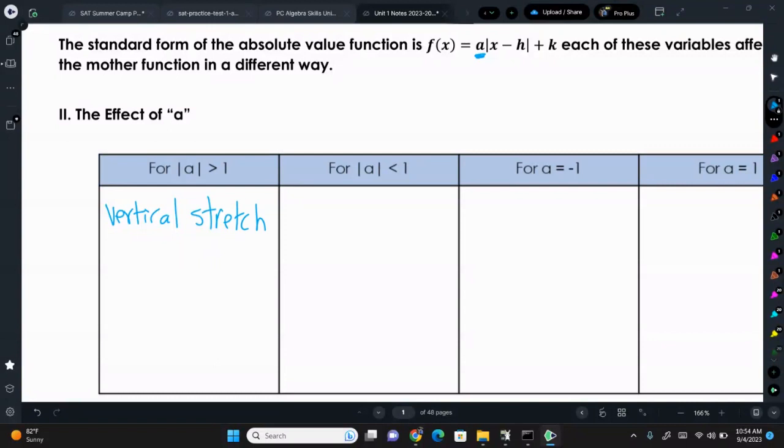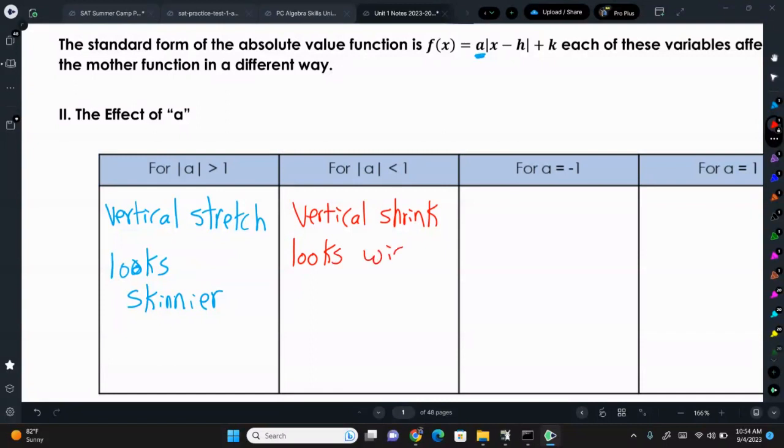because it looks like the function is being pulled up from that mother function. It looks skinnier. So that's when the absolute value of a is bigger than 1. If it's less than 1, so like 0.5 or negative 2/3, we call that a vertical shrink. It looks wider, like the V is very open.